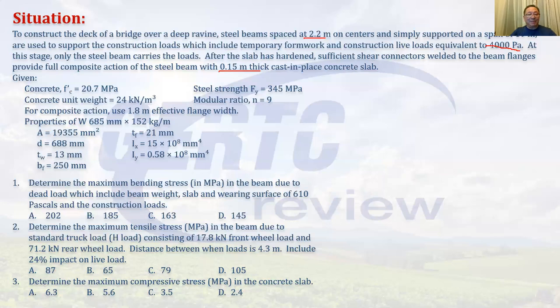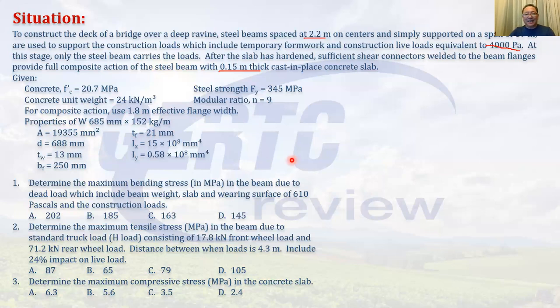Determine the maximum bending stress in the beam due to the dead load, which includes the beam weight, the slab, and the wearing surface, and the construction loads of 4,000 pascals. So that is the first question. It asks us to compute the stress in the beam during construction while the concrete slab is still wet. It is not yet hardened, so it does not help our beam. Okay. The properties of the concrete and the section are all given. And for composite action, use a 1.8 meter effective flange width of the beam.